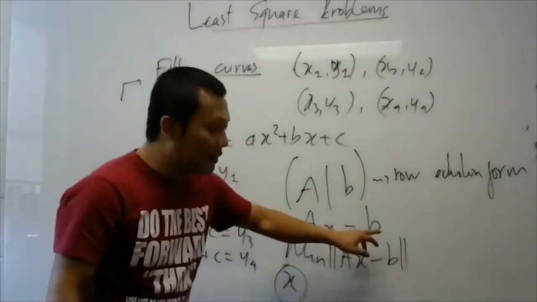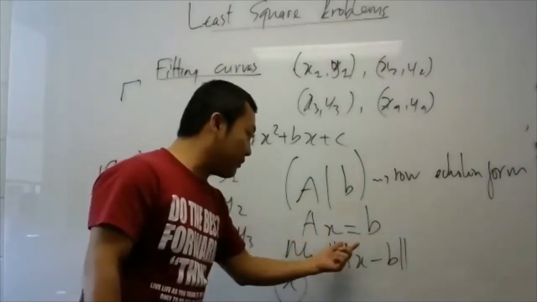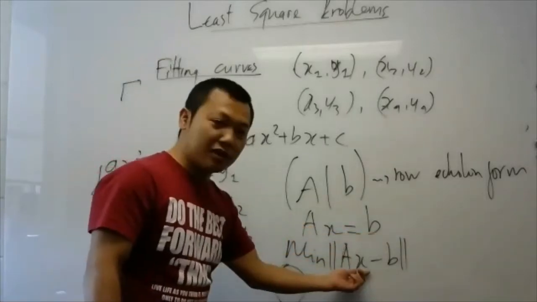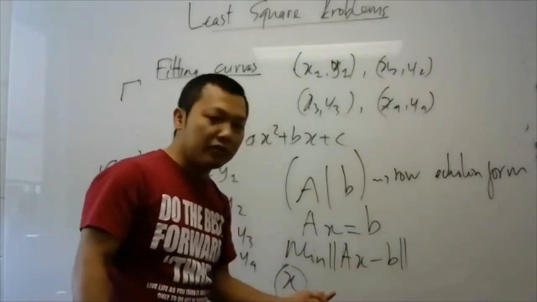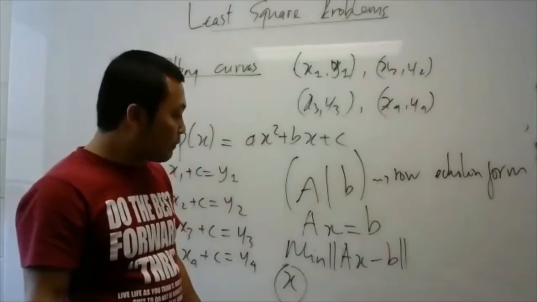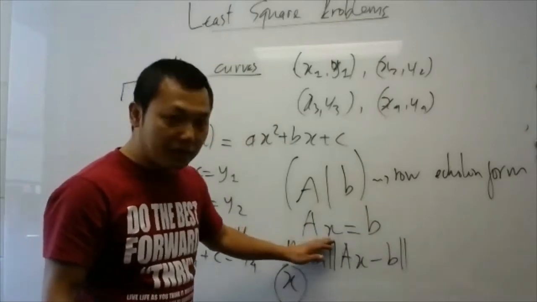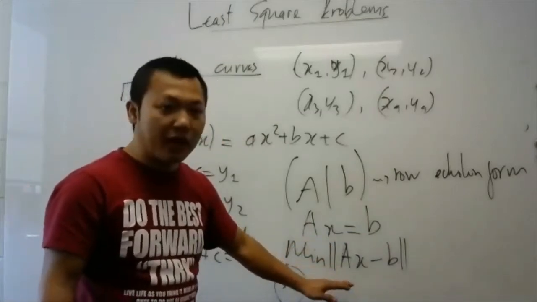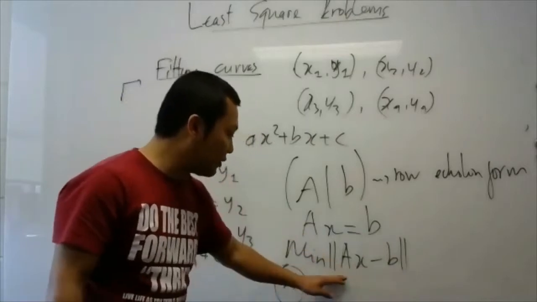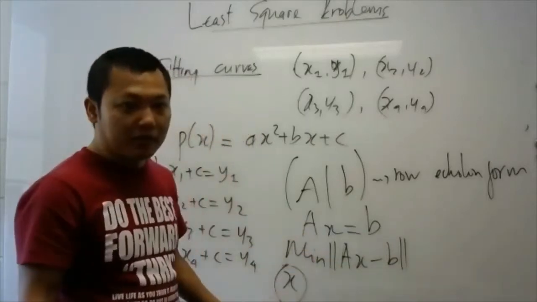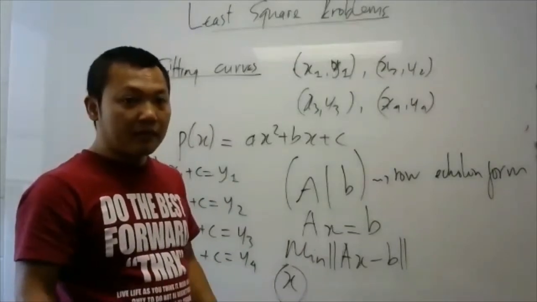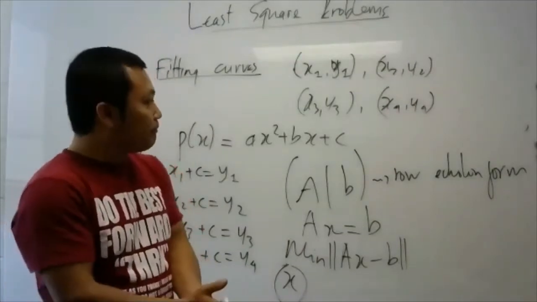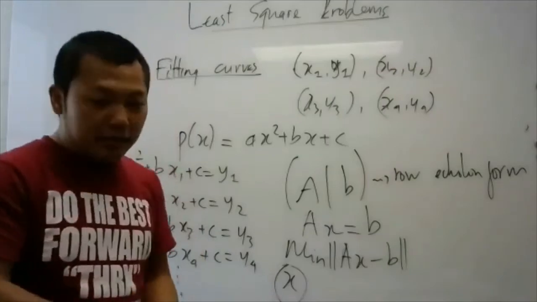Suppose that the system does not have a solution. If the system has a solution, the solution would be the solution of this problem, because the minimum of the norm will be 0, right? But if the system does not have a solution, we have to find the minimum of this value, where these are just vectors, right? In this case, in R3. Okay? Make sense or not? Yeah. All right.